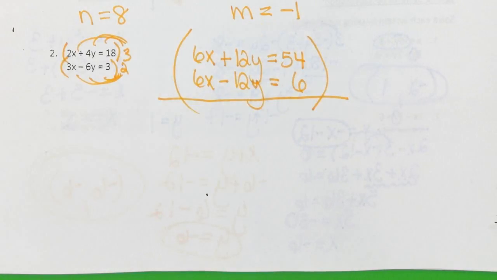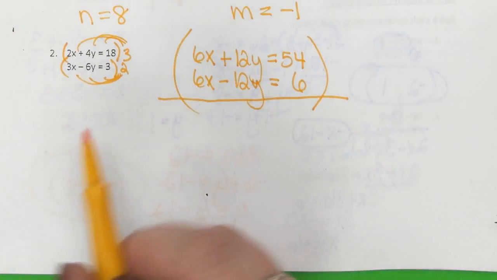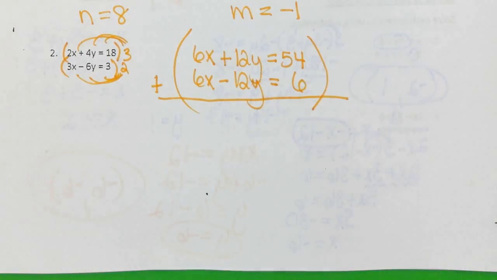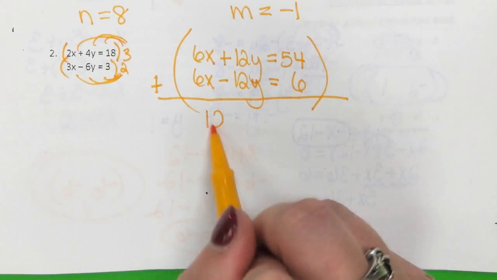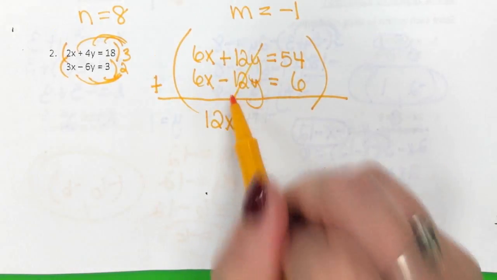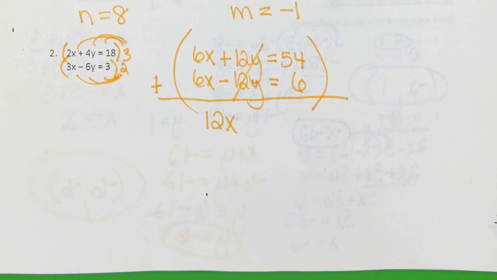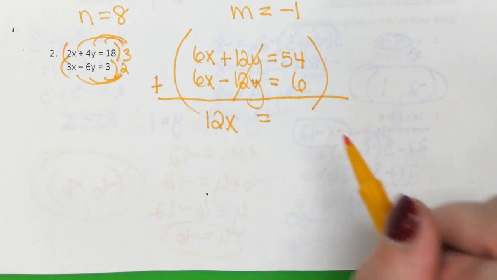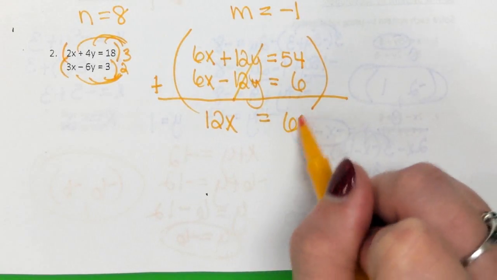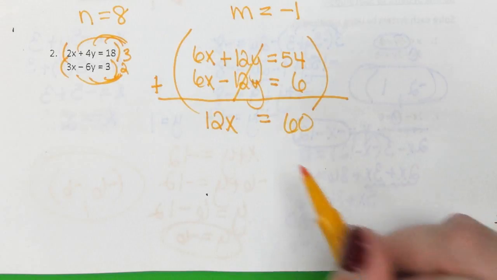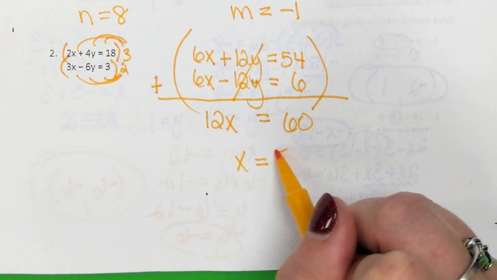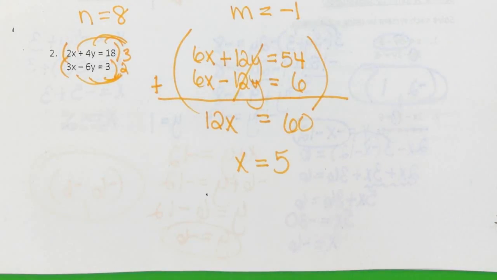Which one do you want to do? It does not matter. You want to add? I like to add too. Subtracting is kind of where we make mistakes. All right, so 6x plus 6x is 12x. Negative 12 plus positive 12 is 0. Well, we don't have to write the 0 because we got the 12 there. And 54 plus 6 is 60. Divide, and you get 5.